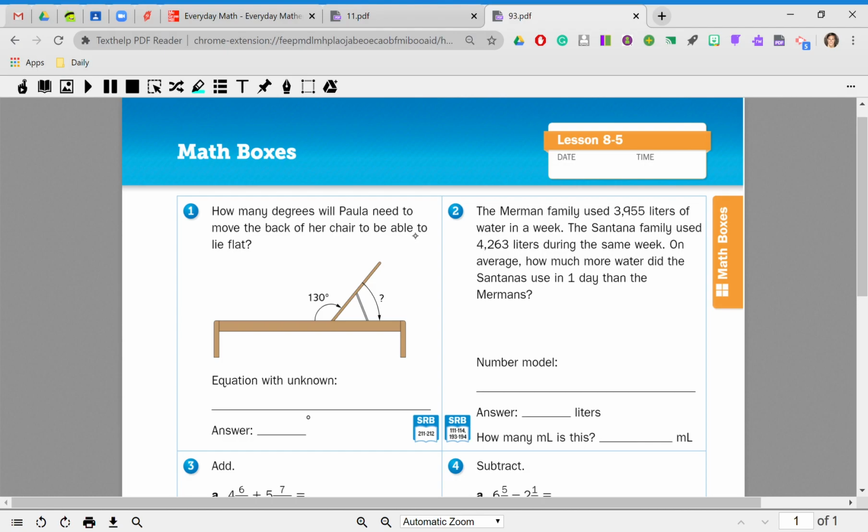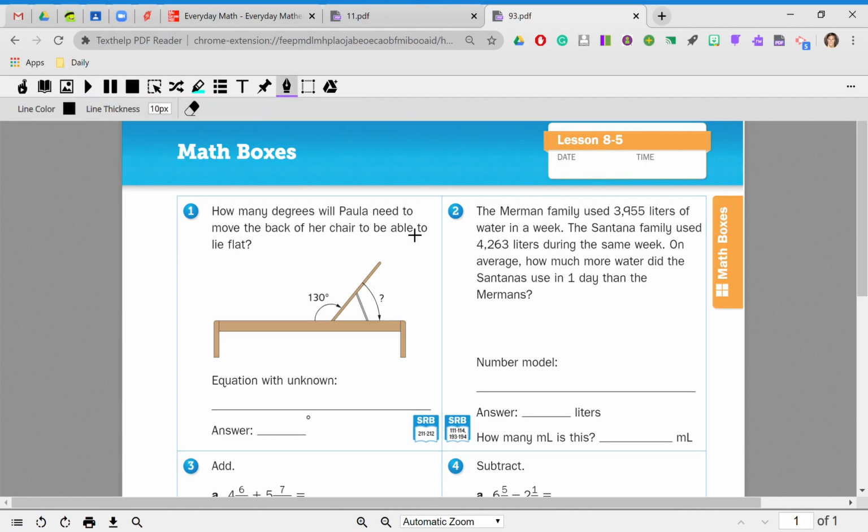All right, so maybe Paula's doing some sun tanning or something and wants that back of the chair to be flat. So if I know that a flat line is 180, and I already have 130, I have to figure out how much is going left. So I would need to do a measurement of 180 minus 130 to get my unknown measurement. Okay, because I already have 180. I know that's my whole thing. And part of it's 130, so I'm going to have to do the rest.